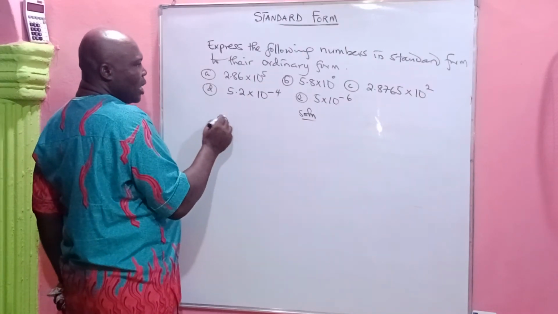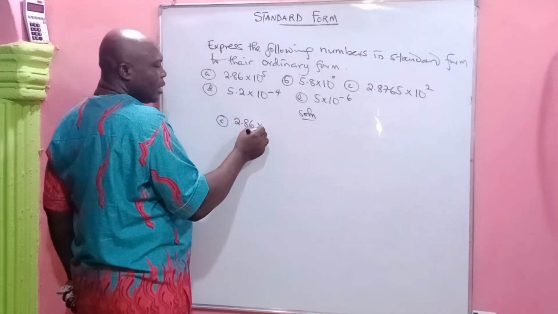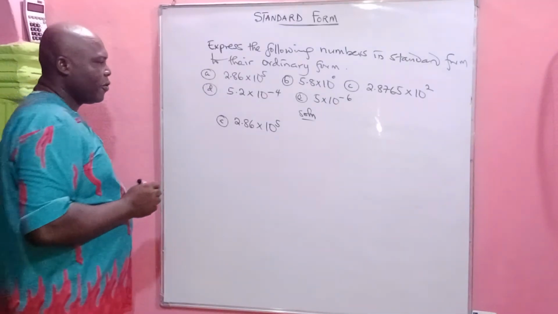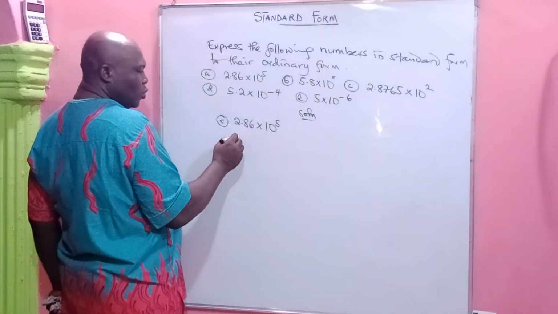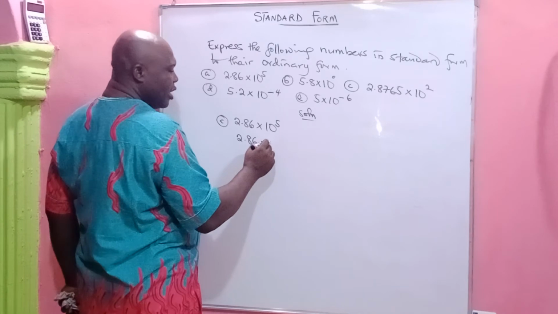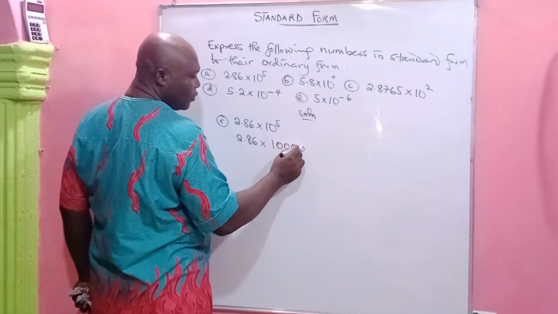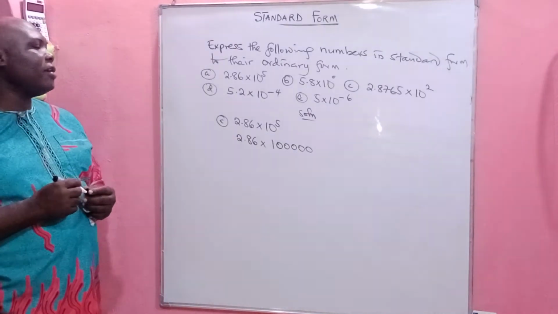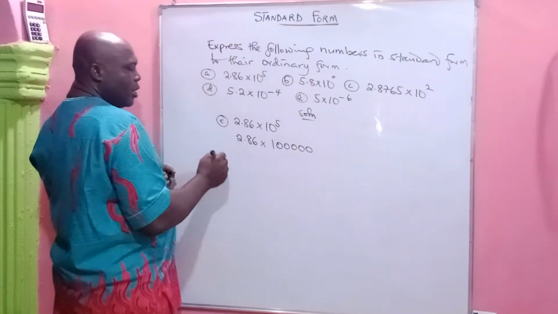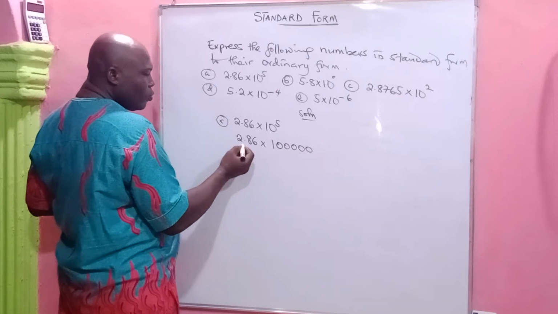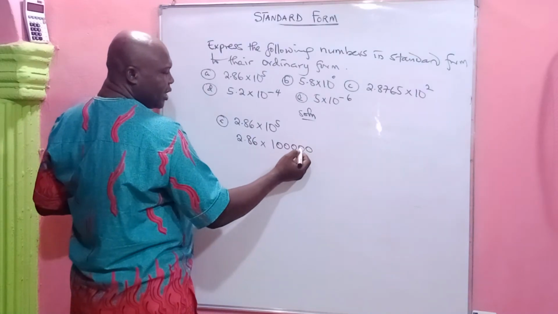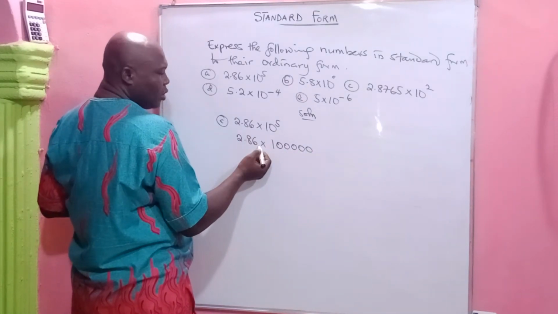So the A part, we have 2.86 times 10 raised to the power of 5. We want to express it back to its original form. So this is equal to 2.86 times 10 raised to the power of 5, which is 1 with 5 zeros. Alright, so we simply multiply this by this. So that will become, now for the first 0 to go, the decimal will move 1 time. For the second 0, it will move 2 times. Please take note of that.